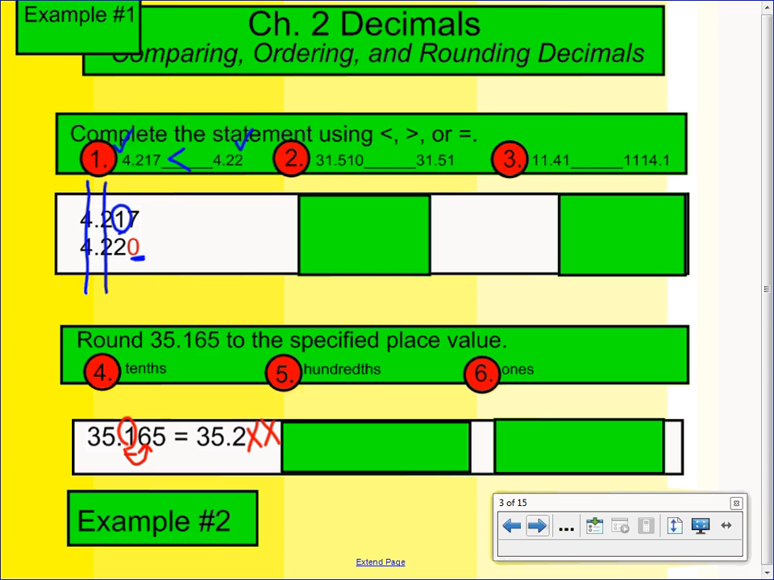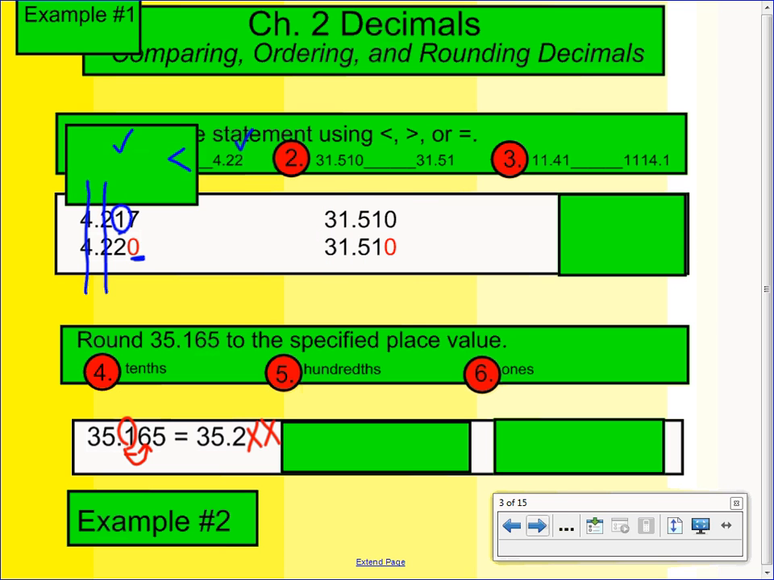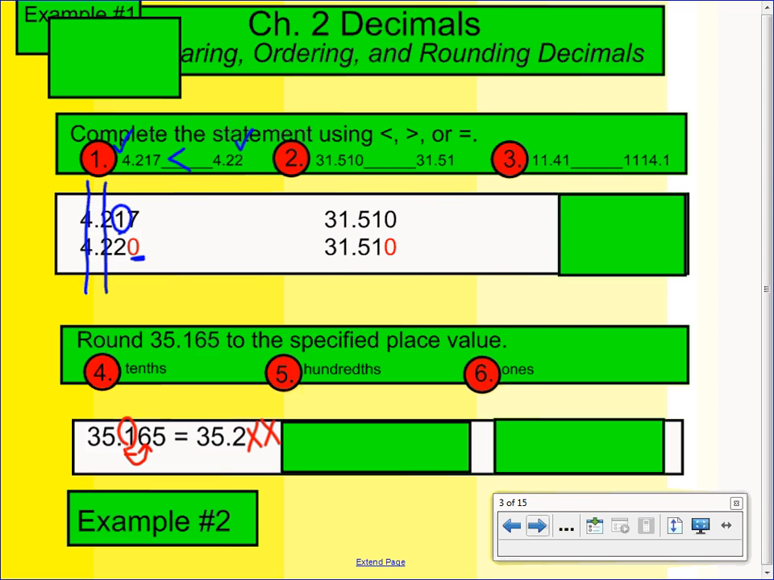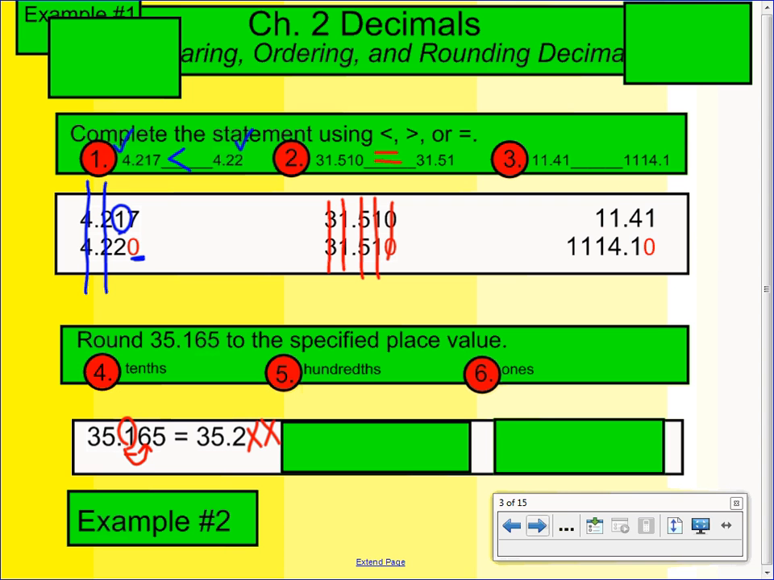Okay, welcome back. Let's take a look at number 2. When you set those up vertically, we had to add a 0 after our 51 hundredths, and when we compare from left to right, our digits are the same. So those are equal. For number 3, again, we want to line up our decimal point and then add a 0 after our 1,114 and 1/10. If we compare from left to right, we see, wait a minute, right here, this is my larger digit, so this has to be my larger number. For that reason, the less than sign would be correct.